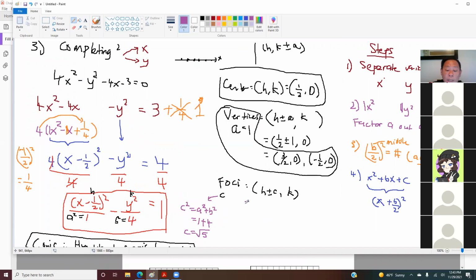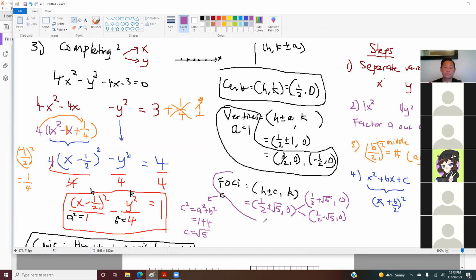So the focus point in this case will be h, which is 1/2, plus or minus square root of 5, 0, because our C is root 5. Now again, in your online homework, you will just write this as 1/2 plus or minus root 5, 0. Again, you cannot combine this because one is a square root and one is a non-square root. So this is your focus point in this case.